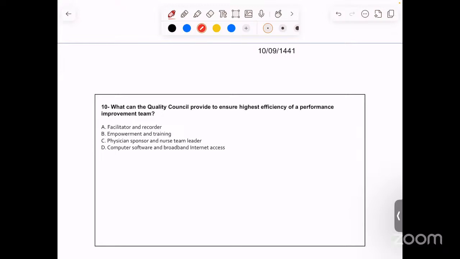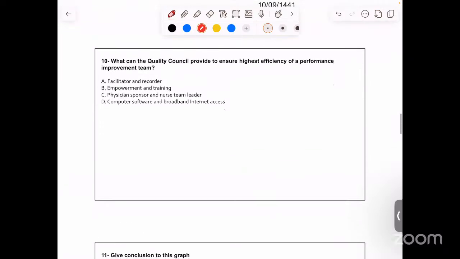Number 10, what can the Quality Council provide to ensure highest efficiency of a performance improvement team? A, facilitator and recorder. B, empowerment and training. C, physician sponsor and nurse team leader. D, computer software and broadband internet access. What's the answer here?